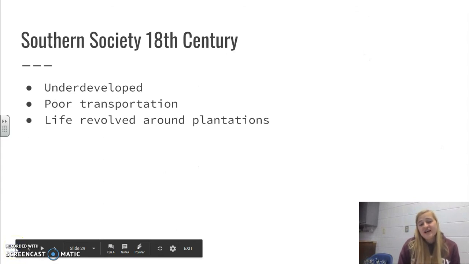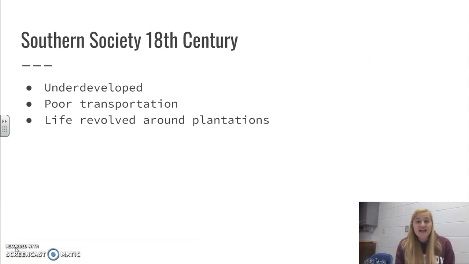All right, characteristics of Southern society in the 18th century, we're talking 1700s, compared to the middle and northern colonies, Southern society is underdeveloped. And I don't mean backwoods, uncivilized. I mean, there's just not a lot of cities. Life revolved around plantations. Everything was about the plantation economy and making money. And there's no roads because there's no major cities.